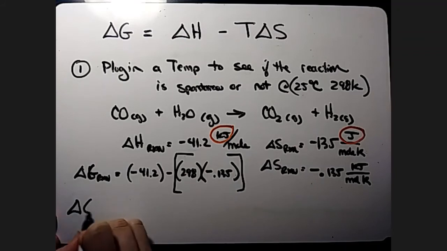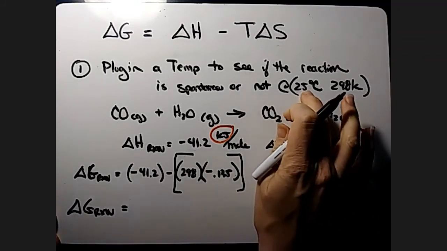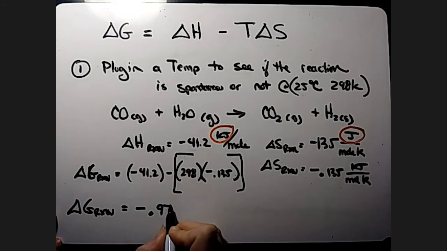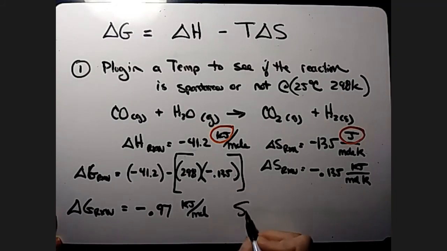All right, now we plug and chug, and we find out that at 25 degrees Celsius, the delta G value, it's not very impressive, but it's negative 0.97, and that's in units of kilojoules per mole. What's most important is we have this negative value, which means it is spontaneous at 25 degrees Celsius.